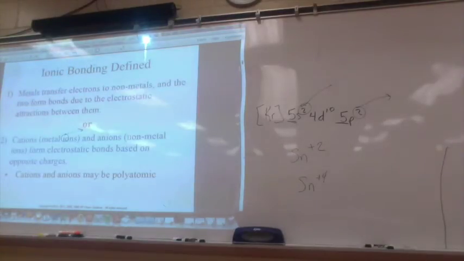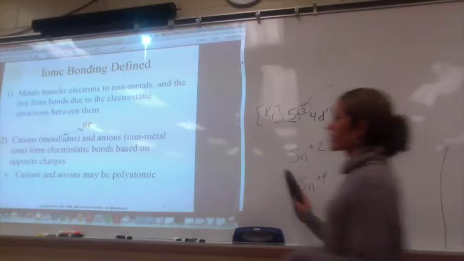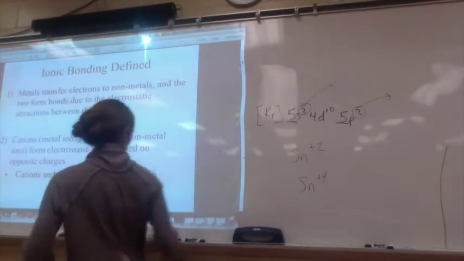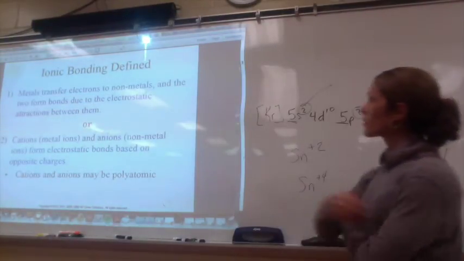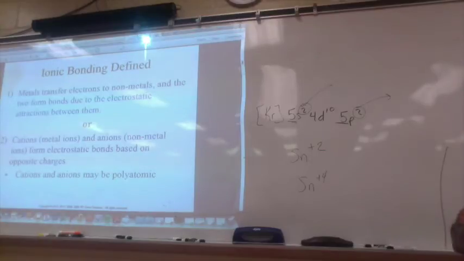All right, ionic bonding. We discussed this right before we started. So metals transfer electrons to nonmetals, and the two form bonds due to the electrostatic attractions between them. Or cations, which are your metal ions and anions, form electrostatic bonds based on opposite charges. Cations and anions may be polyatomic. Which is the only polyatomic cation? Ammonium. NH4 plus. Yep.